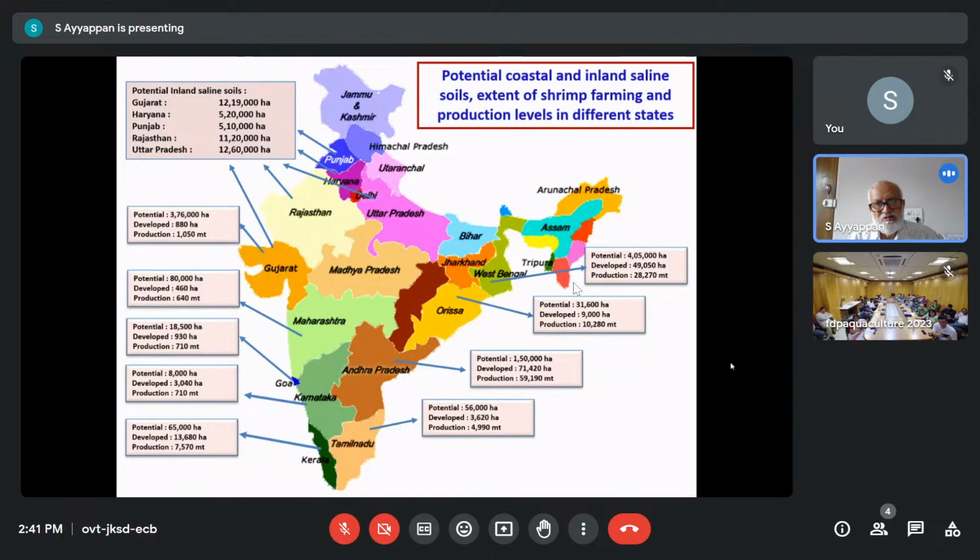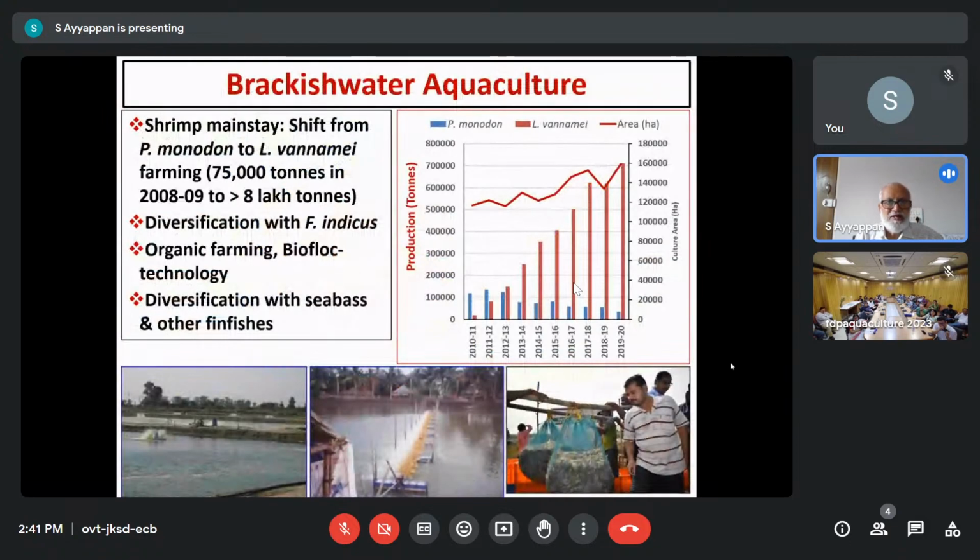Inland areas also. It could be Punjab, Haryana, Delhi, Rajasthan, Uttar Pradesh, a lot of inland saline soils. This has been a challenge. So aquaculture again has come in as a potential practice here, where they could grow nothing. Here, again, shrimp farming has been taken up. So many of these finfishes are being introduced even in the inland areas with high profits. Now, as I said, the shrimp mainstay is the vannamei, the white shrimp, and so on.